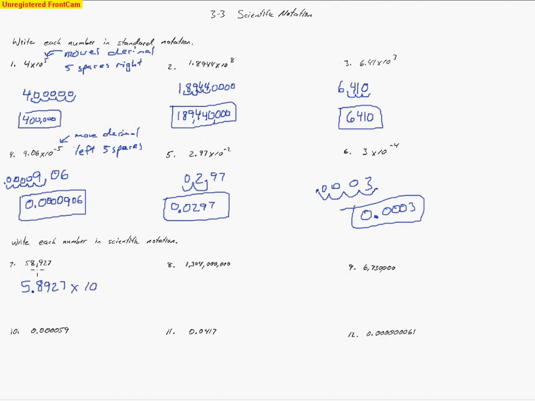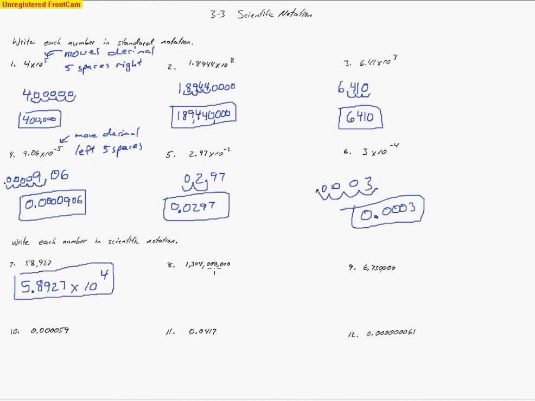Well, I moved the decimal back 4 spaces to the left. So that means in order to keep the number the same, I'd have to have a power of 4. So I could end up moving it back those 4 spaces to the right if I was to write it back into standard notation. So that would be our answer.